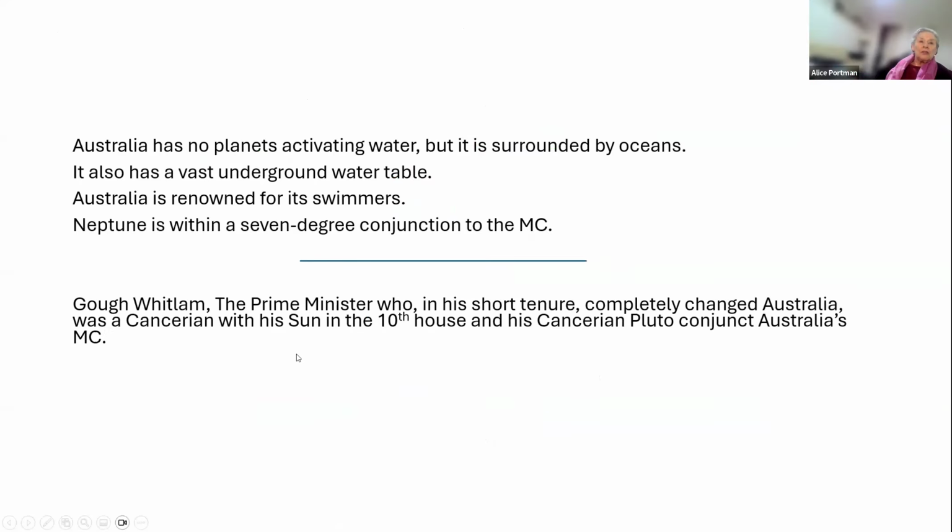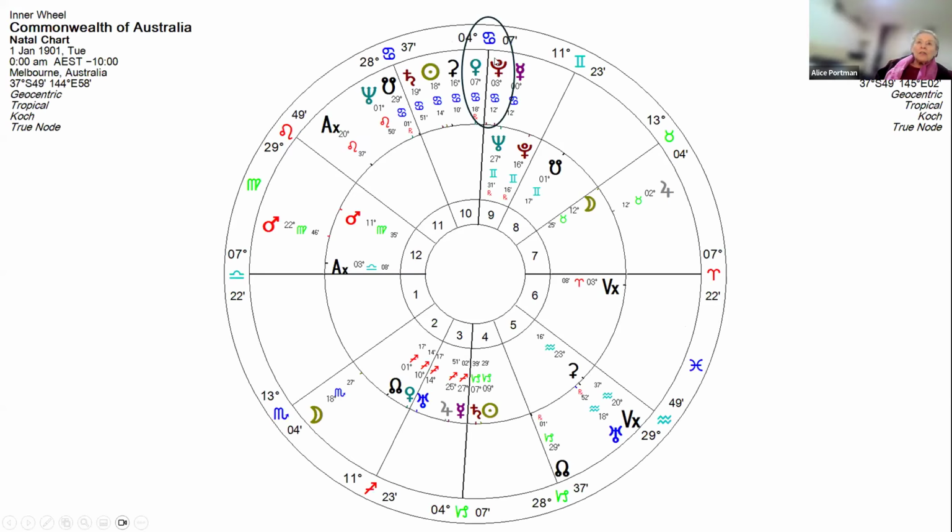And I thought I'd have a look and see which prime ministers have been very effective. And of course, I went straight to Gough Whitlam because he changed Australia completely, like completely. I remember it happening. I'm old enough to. He was only a prime minister for a very short time, but everything changed in that time, and the state changed. And he was a Cancerian with his sun in the 10th house, and his Cancerian Pluto conjunct Australia's midheaven. You can see it there. It's within a degree. There's the Pluto there. Venus is up there as well. And all his Cancerian stuff is in the 9th and 10th stellium there.